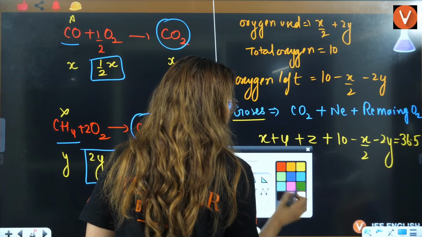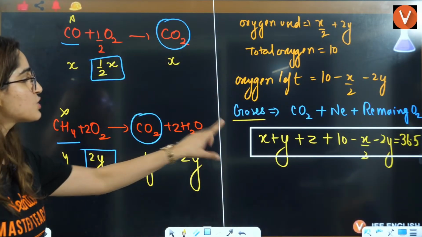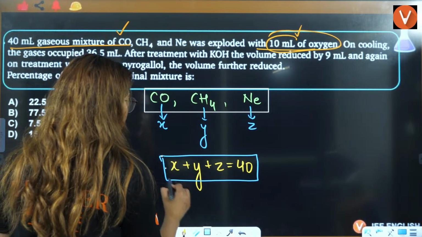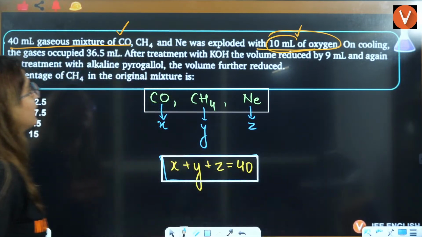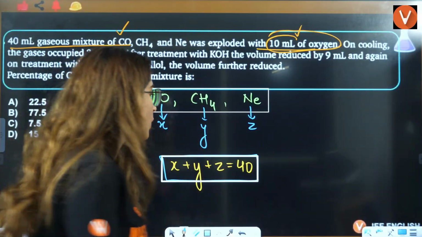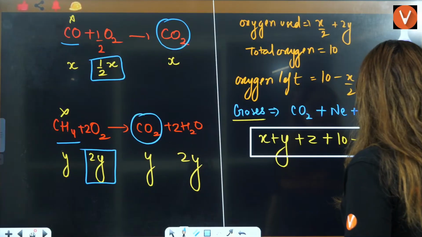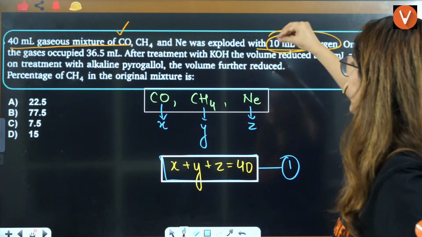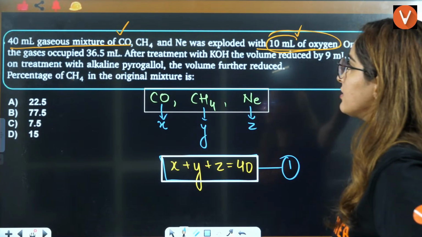Now after that, beta, simple. Till here you had chemistry, till here this is the first equation and this is the next equation. This is also a very, very important equation, right? There is also one more thing that they are telling you, because three variables need three equations. So you have this equation, you have this equation, second equation, and the third equation will be: after treatment with KOH, the volume reduced by 9 milliliter.